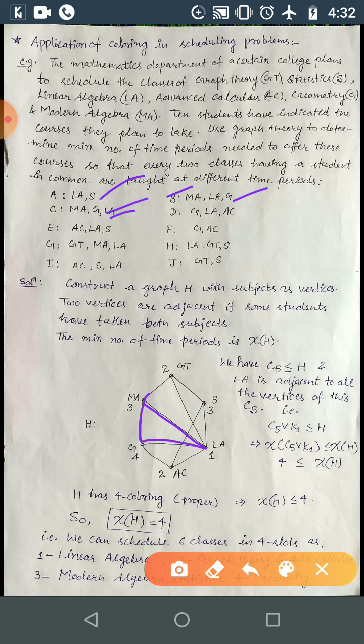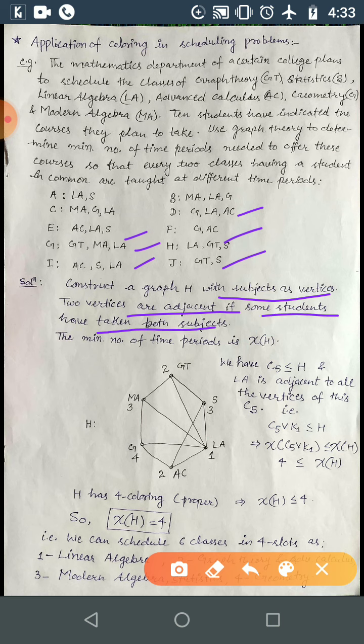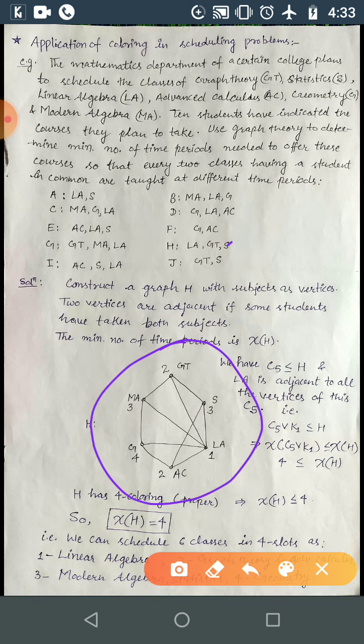So for student C we have already drawn it, so we will not be drawing it again. Obviously we will be drawing only a simple graph, okay, no multi-edges will be there. And likewise we will draw this graph, or these edges, corresponding to this data, okay. So we have constructed this graph with subjects as vertices, and two vertices are adjacent if some student has taken both subjects, okay. And the minimum number of time periods is given by the chromatic number of this graph. I'll tell you why. This is the corresponding graph to this situation, correct.